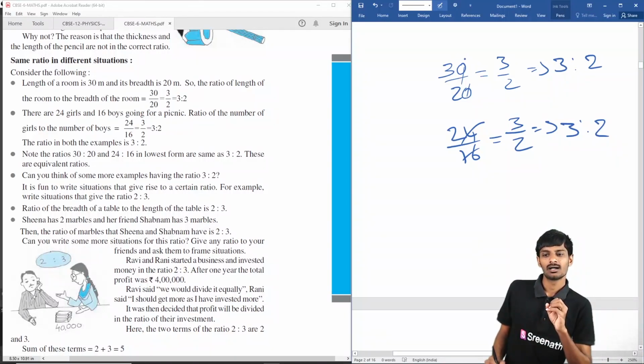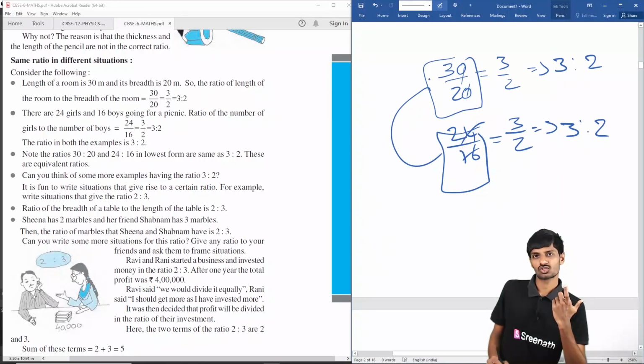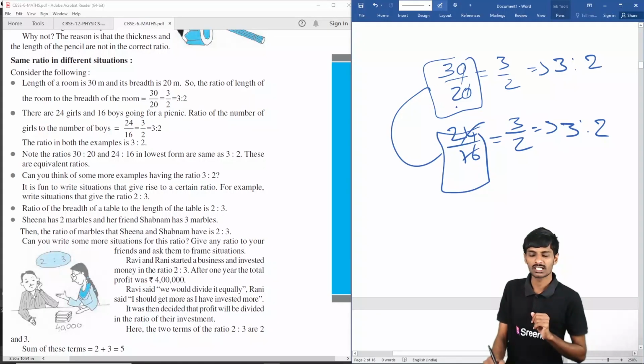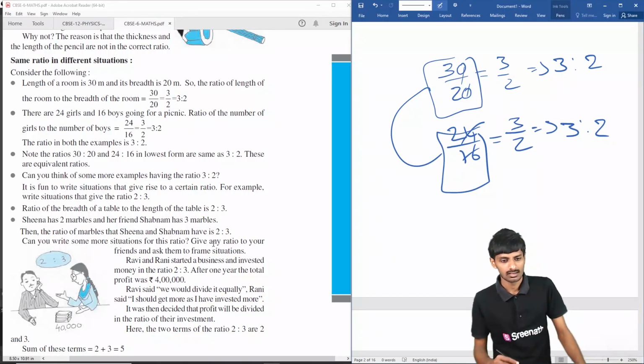But the original fractions are 30 by 20 and 24 by 16. So then these two are called equal ratios. Both these ratios are equal, friends. Okay. That is the case.